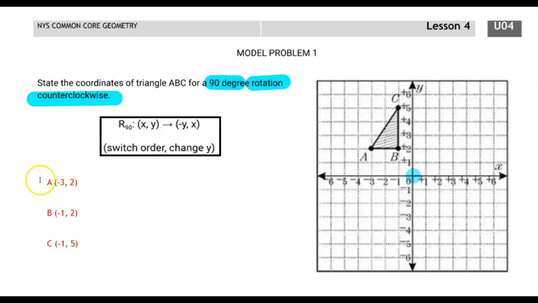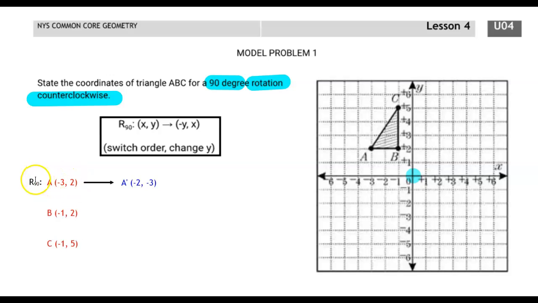So now we have all of these points: A, which is negative 3 comma 2, B, which is negative 1 comma 2, and C, which is negative 1 comma 5. Now what we're going to do is apply this rule. We're going to say the rotation of 90 degrees of x comma y leads to negative y comma x. So let's set it up for point A first.